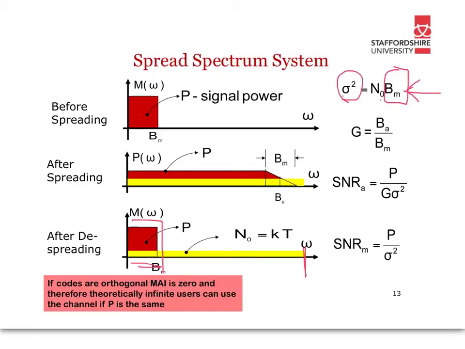If the codes are all orthogonal to each other, the multiple access interference, or the interference supplied by other users, is 0, and therefore theoretically an infinite number of users can use the channel if the power at the receiver is the same. So we have the strict power control, as I already mentioned.